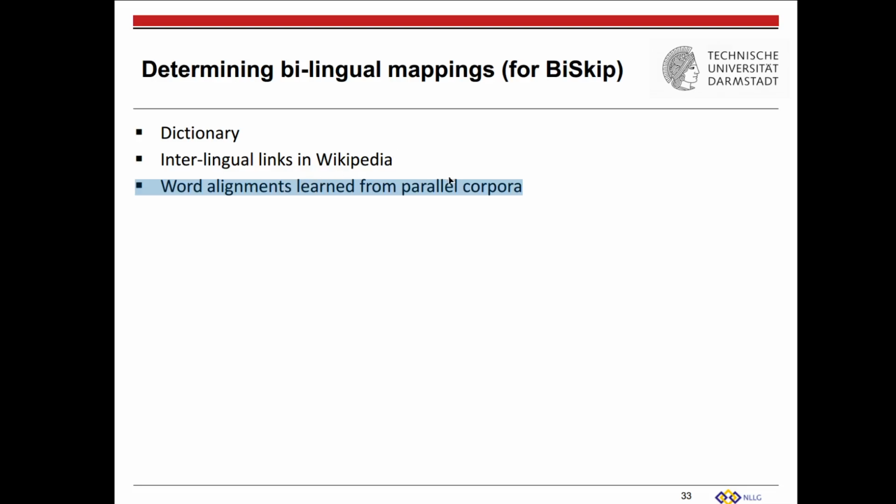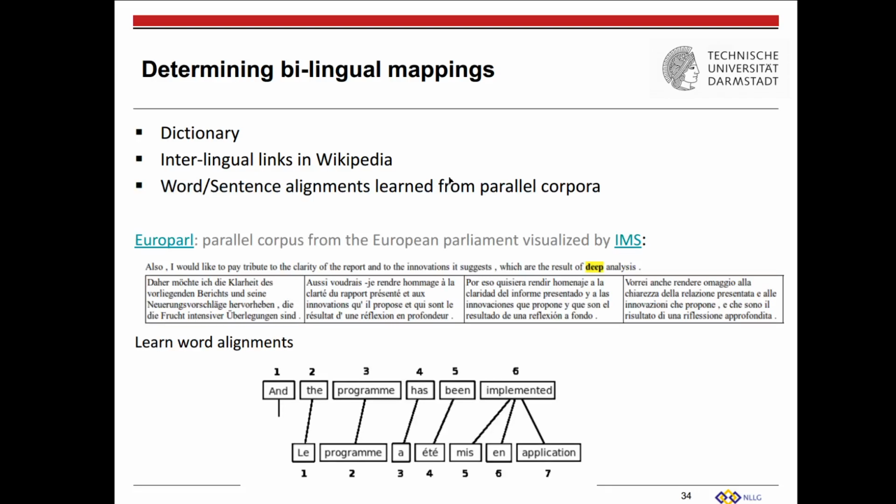Or what is commonly used in natural language processing is that we learn these word alignments from parallel corpora. How does that look like? So, for example, one famous parallel corpus is the Europarl, which holds the proceedings of the European Parliament. The European Parliament issues its proceedings, and these are translated into multiple different languages. So they are not only in one language, but in all of the languages of the European Union.